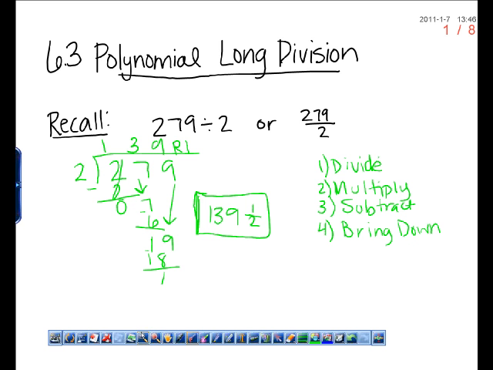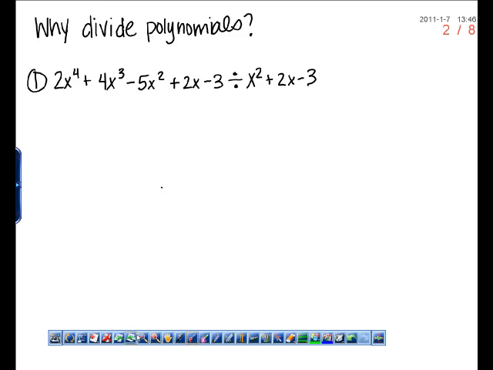So, we are going to practice dividing polynomials. Okay? For real. All right? Why in the world would I put you through this? Why would I make you divide polynomials? We have to divide polynomials in order to find roots and to factor.